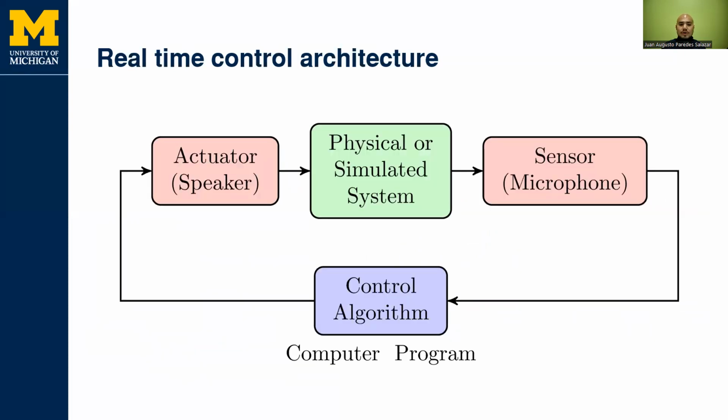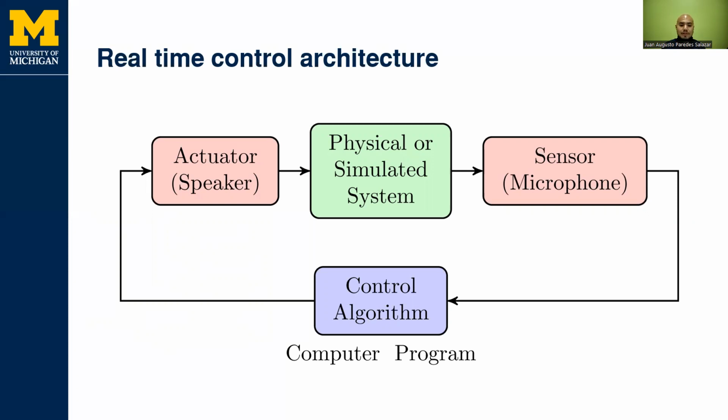Now we'll go over the control architecture implemented in this experiment for real-time operation. The physical or simulated system represents the system that we want to control. In this case, this represents the Rijke Tube experiment. Sensors are used to obtain measurements from the system in the form of a voltage signal to gain information about the system. In this experiment, the microphone will be used as the only sensor.